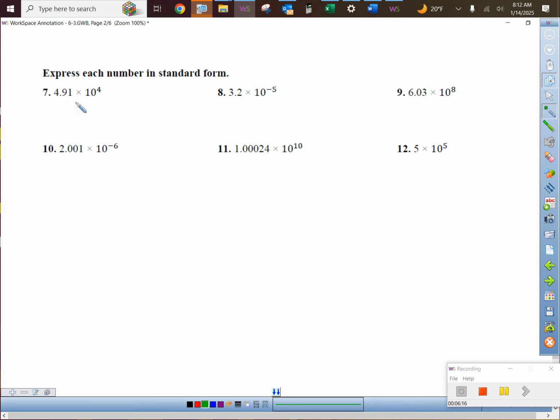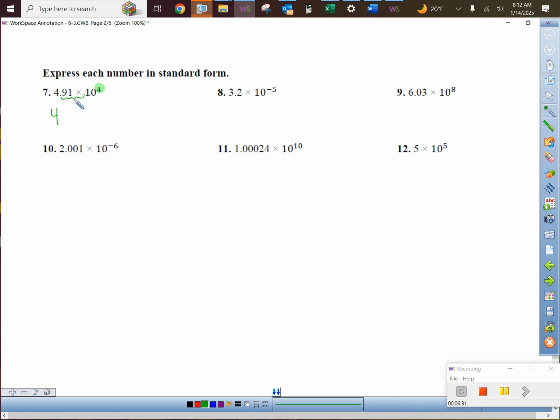They give us a number in scientific notation. They want us to put it in standard form. This is the key, baby. The exponent is how many places you need to move the decimal. We need to move that decimal 4 places. So if I do it, I would have a 4, and then 1, 2, 3, 4.